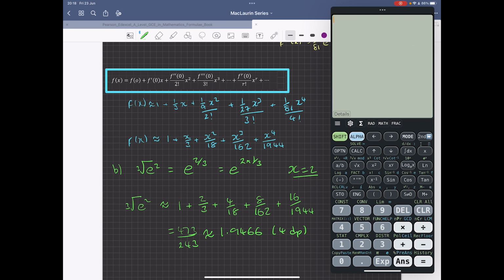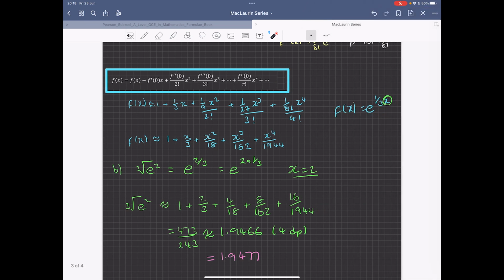And we can compare this to the actual solution. So we've got the cube root of e to the power of 2. And the actual solution comes out as 1.9477. So you can see that this would have been more accurate if we had gone to more powers of x.